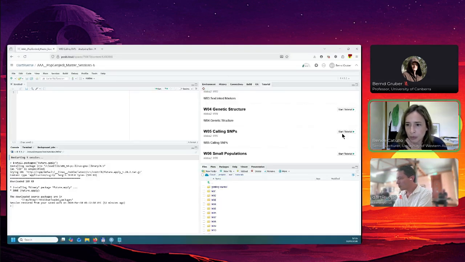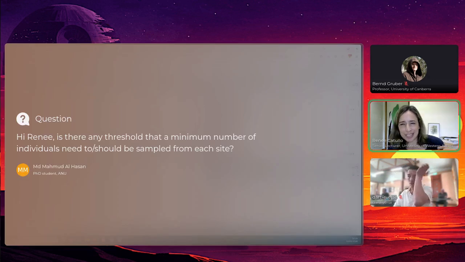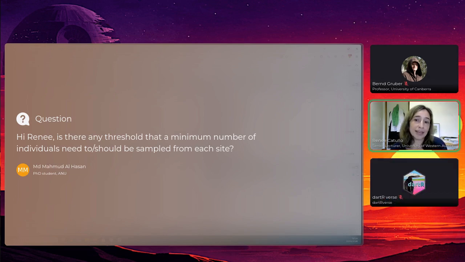Is there any threshold, a minimum number of individuals that should be sampled from each site? We've tested this in non-publication ways a whole bunch of times, and my answer so far across frogs, mammals, and spiders is 6. What you're trying to find is, if you remember that first slide showing diversity creating an asymptote, you want to get to that asymptote in all your populations. But my rule of thumb for my lab is 6.